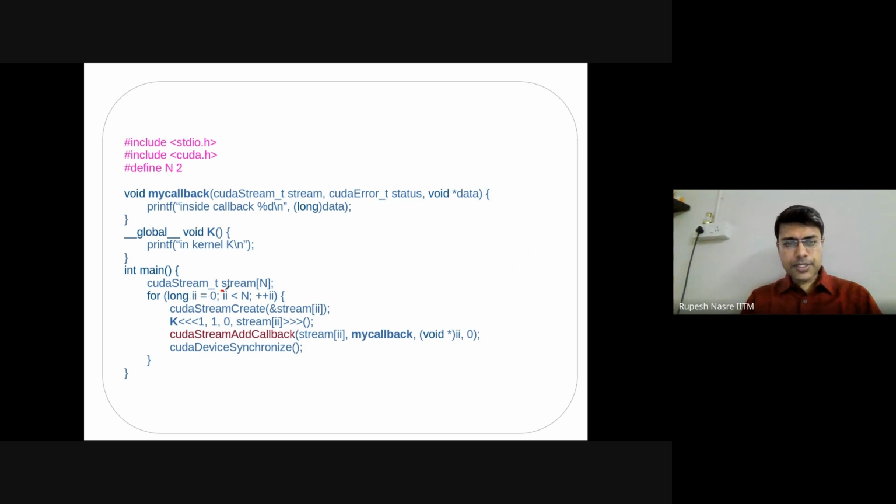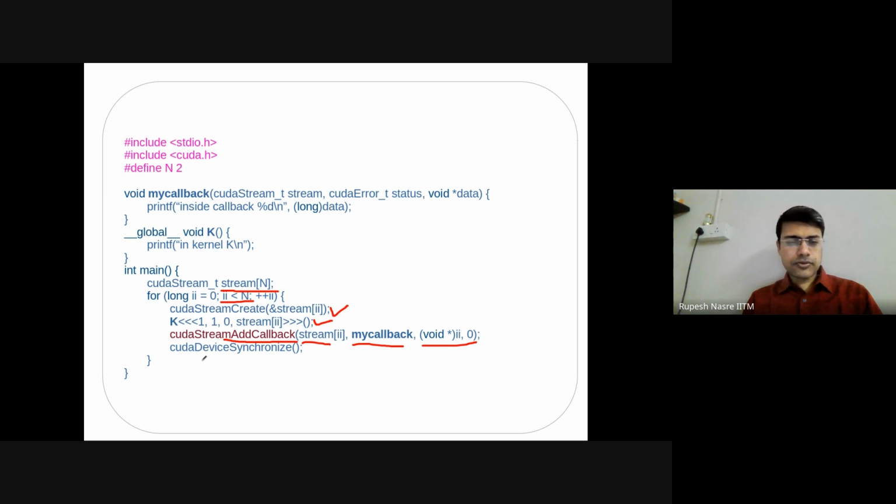So there are multiple streams, right? And for each stream, I'm going to create the stream, and then I'm going to push a kernel into that stream. And for each stream, I'm going to add a callback function. The syntax is in which stream, what function to call back, and then some parameters to be passed and some flags. So I'm going to do a my callback and then CUDA device synchronize.